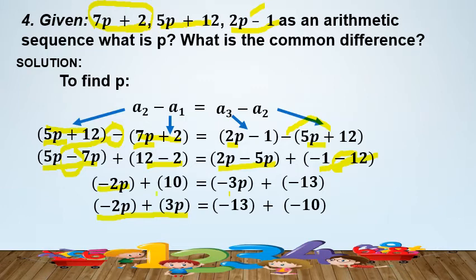Ganun din ang nangyari sa 10. Positive dito, magiging negative sa kabila. Kasi nga, lumipat ng side ng equality sign. So, negative 2p plus 3p equals p. Negative 13 plus negative 10 equals negative 23. P equals negative 23.